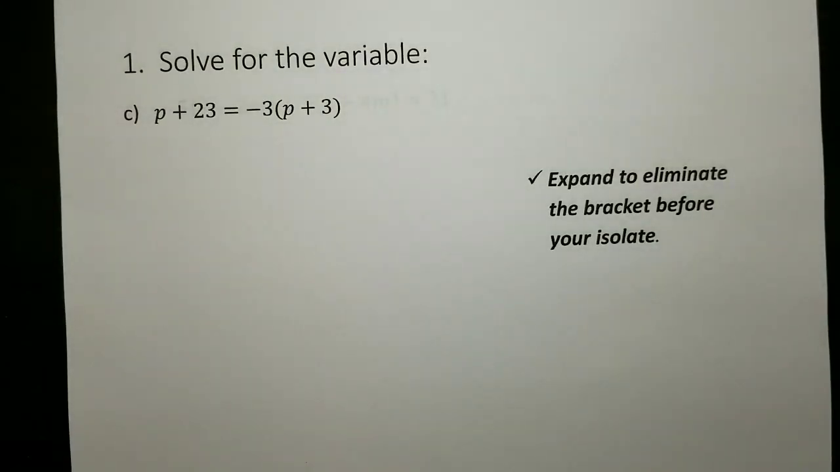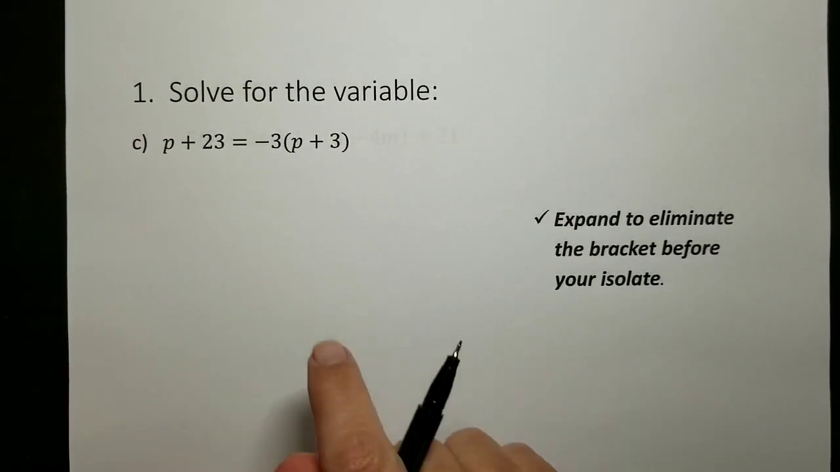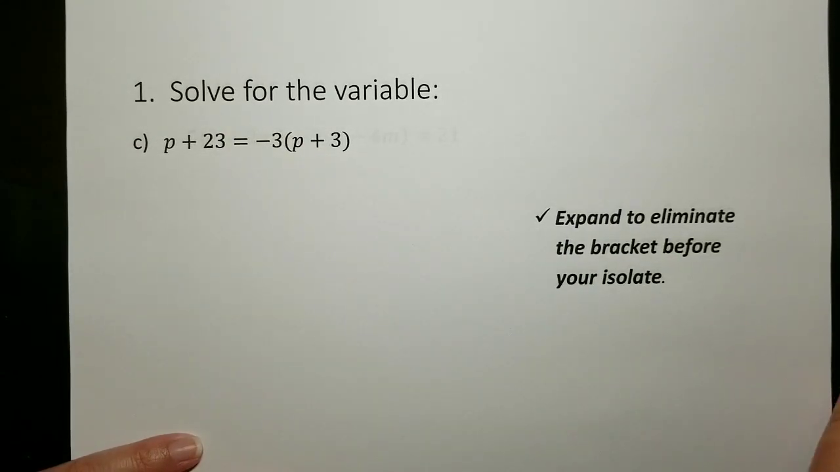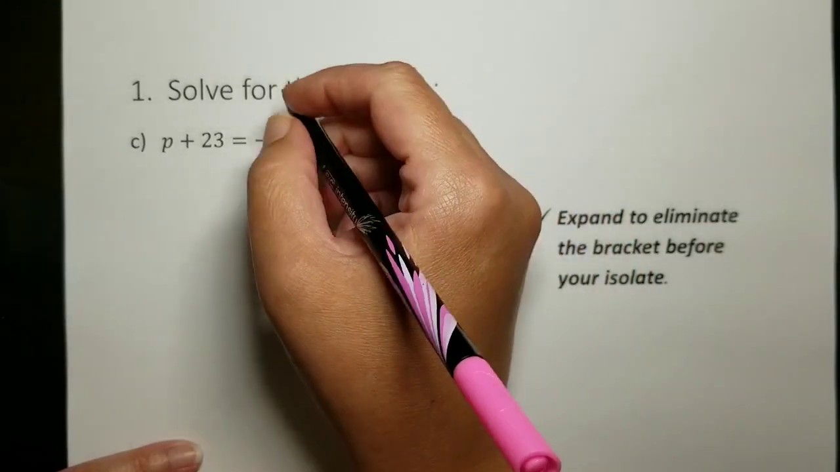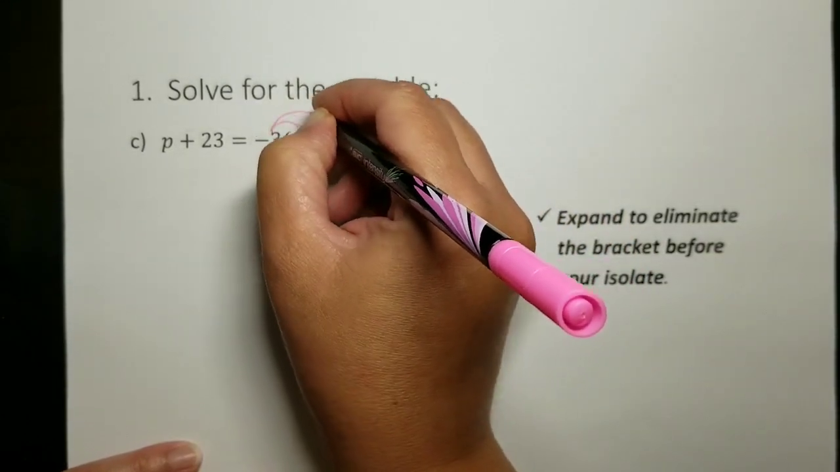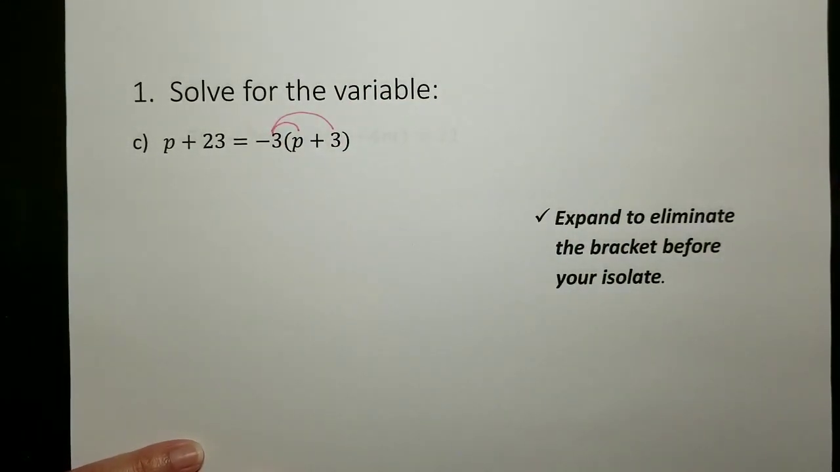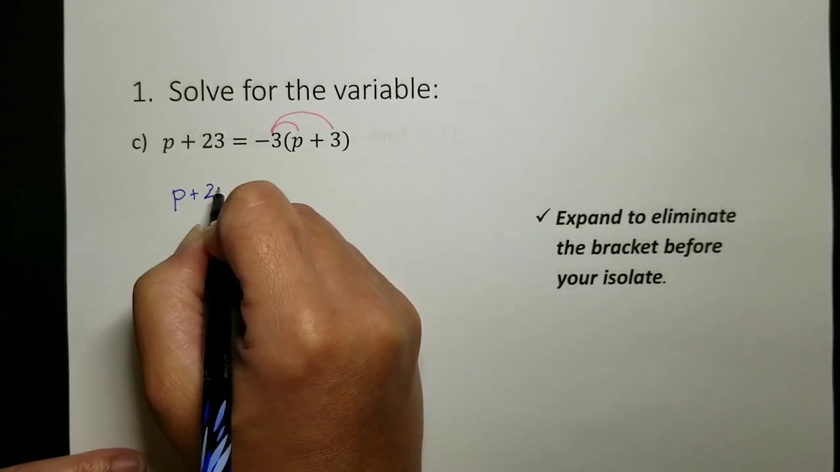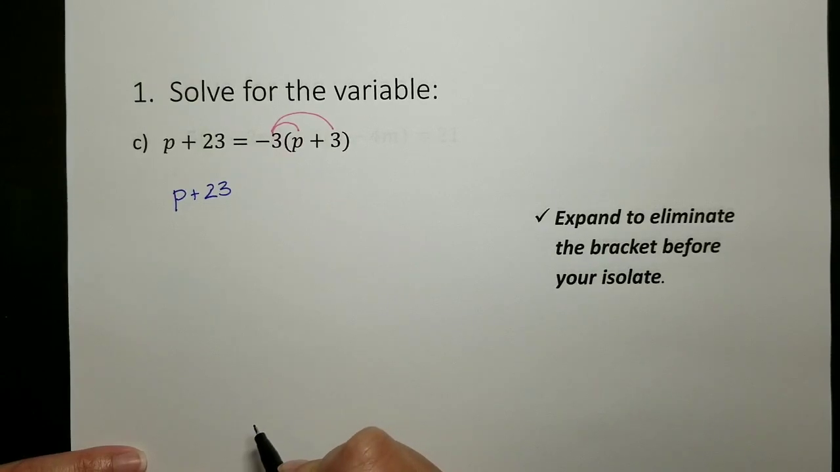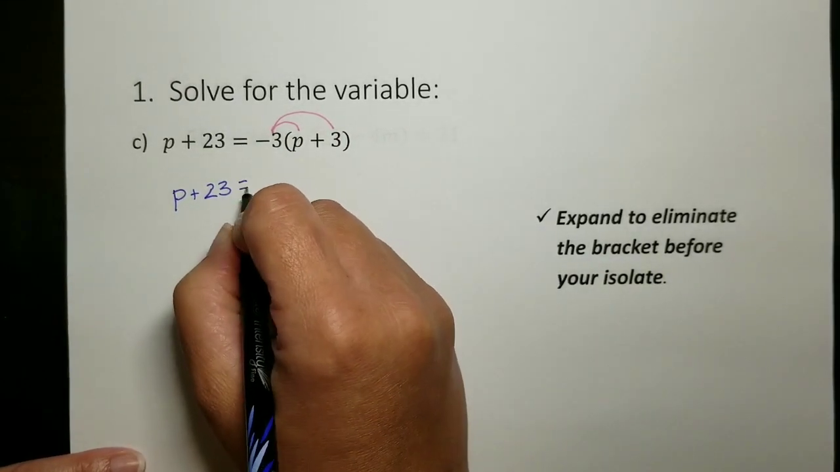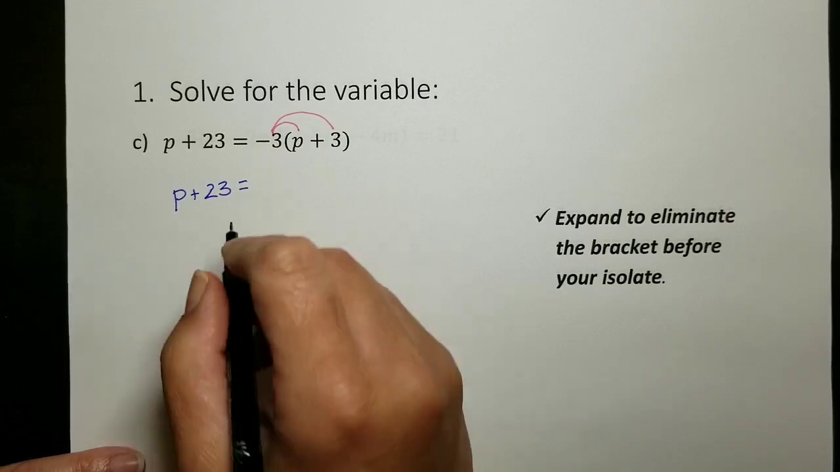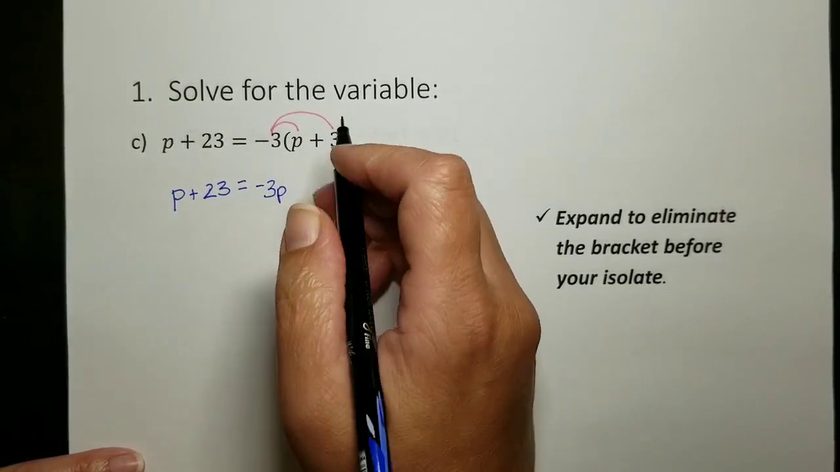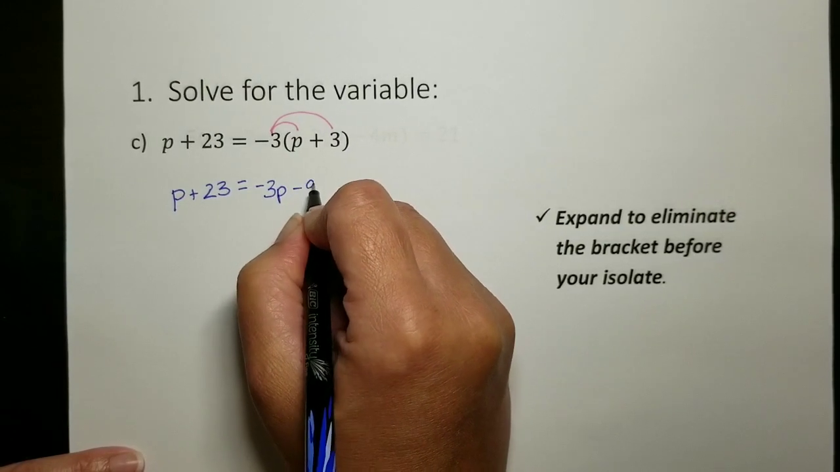Next one. Sometimes you don't have brackets on both sides. Wherever you see those brackets, that's where you're going to distribute before you start your work of solving. So I'm going to distribute a negative 3 into the bracket where we've got it. The left-hand side of this equation is just p plus 23. Nothing to do there. You have to distribute the bracket, multiply that monomial in before you start trying to solve. Negative 3p, negative 3 times 3 is negative 9.